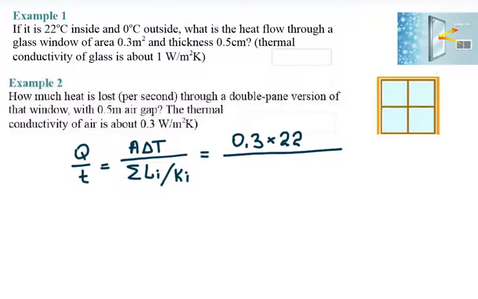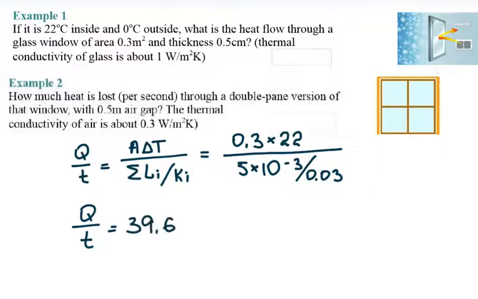And then the distance between the glasses is 0.5 centimeters, so that's 5 times 10 to the negative 3 meters. And then the air conductivity is 0.03. So if I calculate how much heat per second is lost through conduction through the air, I will get 39.6 watts.